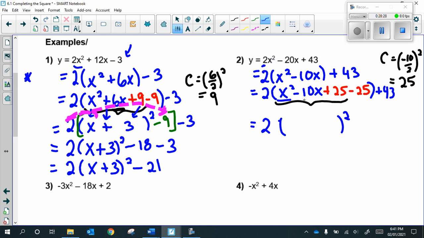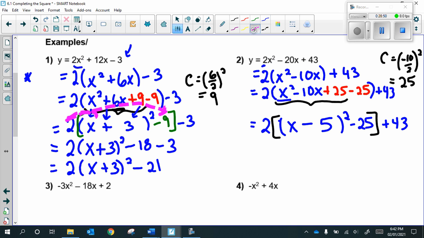Square root of the first term is x. First sign that I see is a minus, so subtract. Square root of the third term is 5. I still have this minus 25, but that's all in brackets, so I'm going to need those square brackets around this. And my last term is plus 43.